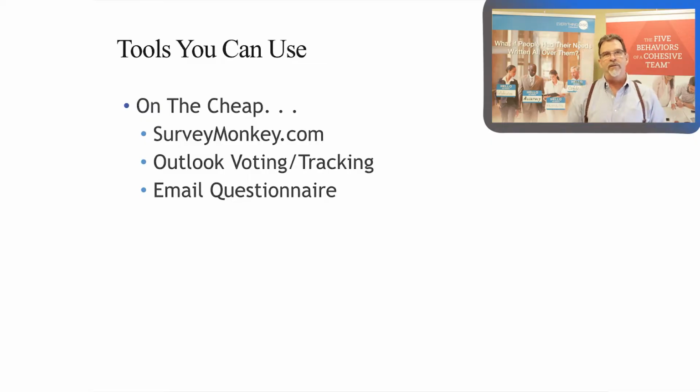So the tools you can use, on the cheap, you can use surveymonkey.com. It's free for 10 questions and 100 respondents. You can grab some information off the internet and some good questions to ask. That's a great tool to use, and you can keep it anonymous that way. You can also use, if you have Outlook, the voting and tracking mechanism to get some feedback. You can even resort to using emails, sending random emails out to people on your team and your peers and getting some feedback from them.